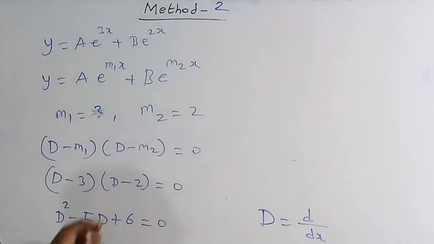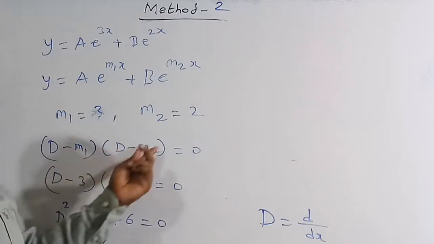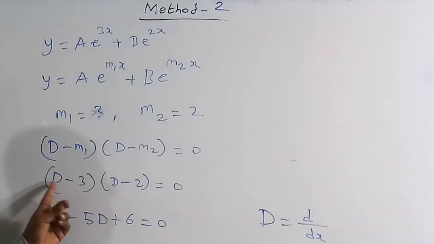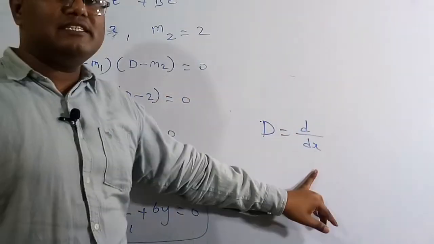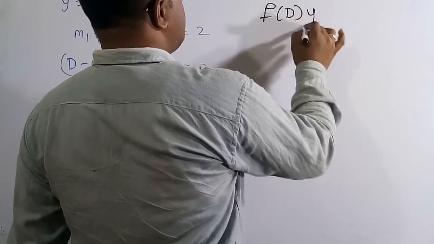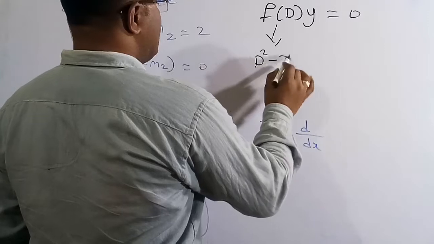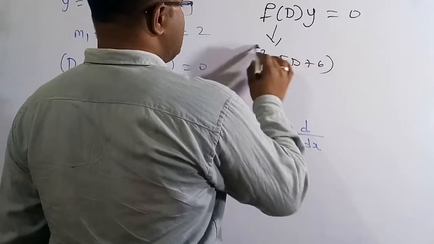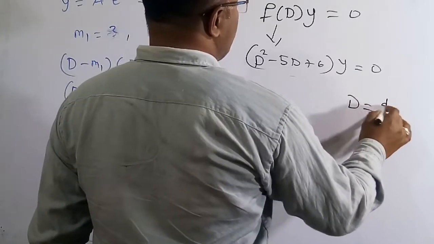Therefore the general equation will be D minus m1 into D minus m2 is equal to 0. We know the value of m1 and m2. Substituting here, we get D minus 3 into D minus 2 is equal to 0. If we do the simplification, we get D square minus 5D plus 6 is equal to 0. But D is nothing but d by dx. So the general expression of the differential equation is f of D into y is equal to 0. f of D is nothing but D square minus 5D plus 6, and this into y is equal to 0, where capital D is equal to small d by dx.